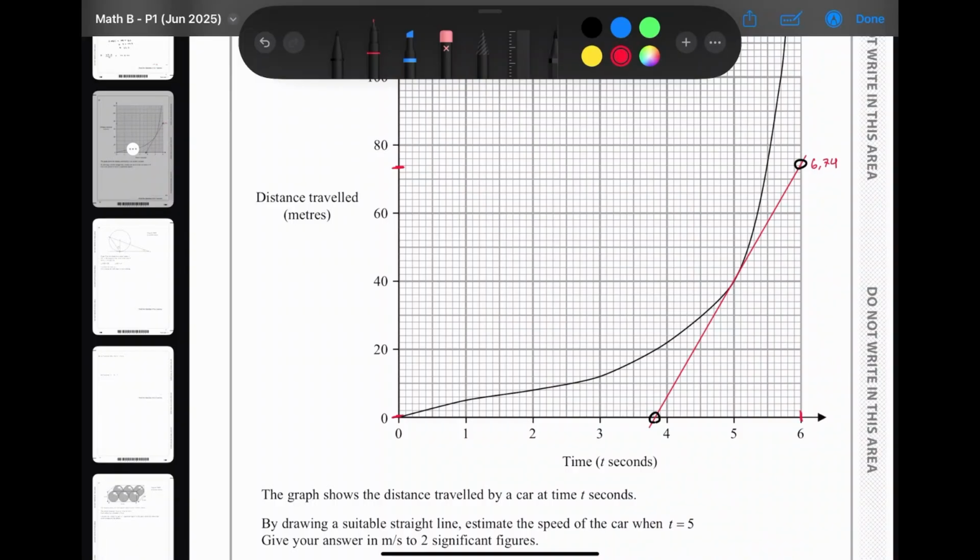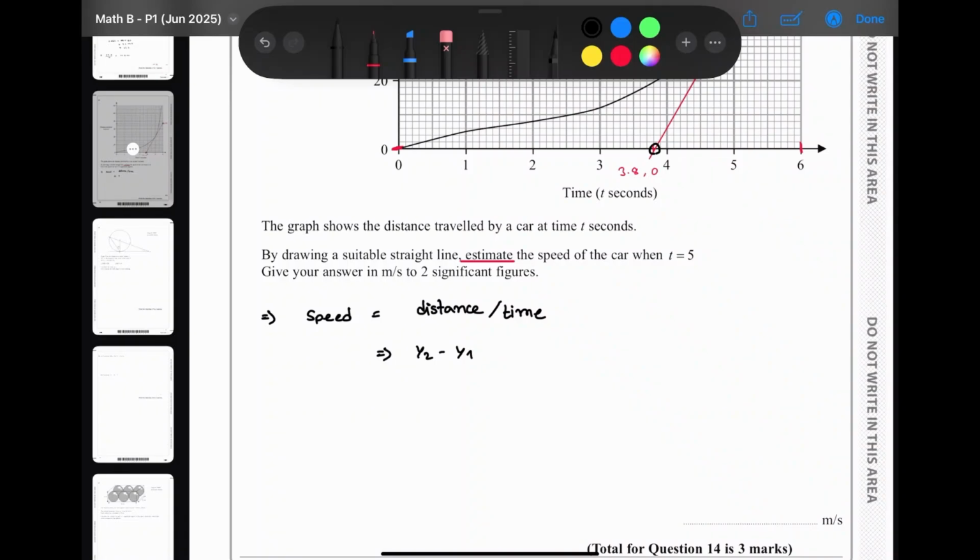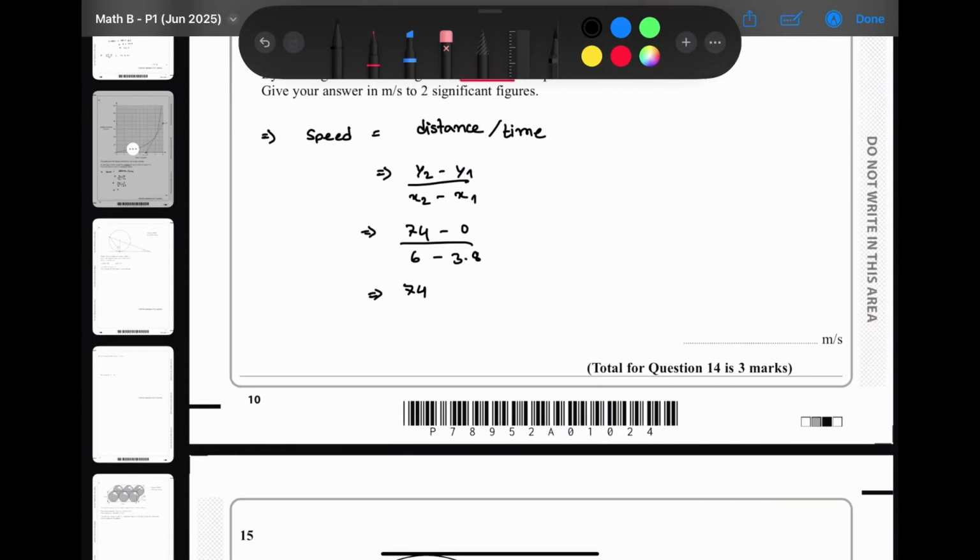The higher point is at a coordinate of 6/74. And the lower point is at a coordinate of 3.8/0. For the estimate, we can use the gradient formula of the graph. This is the formula of gradient, y2 minus y1 over x2 minus x1. We replace the values of the coordinates from the graph, and simplify the answer. Upon simplification, we get this tiny fraction, which we can put into the calculator and find our estimate.